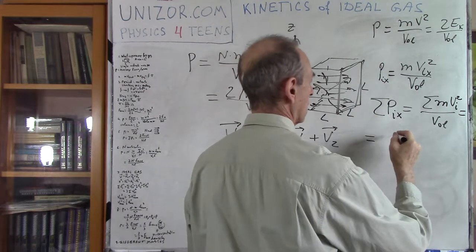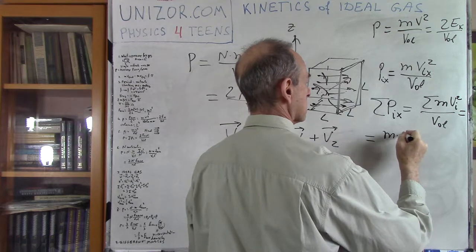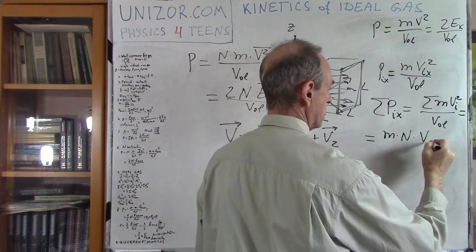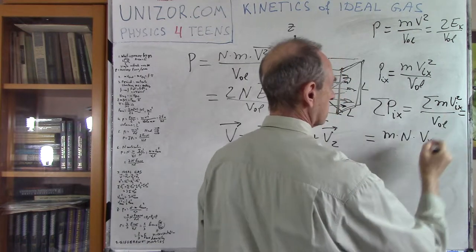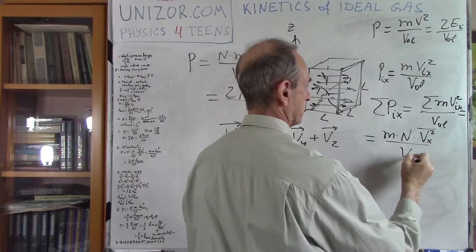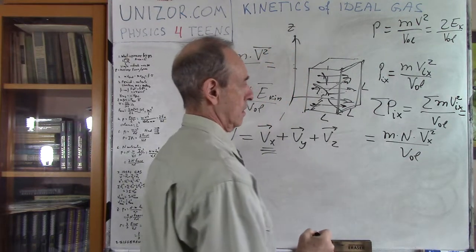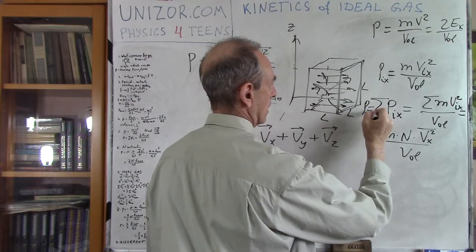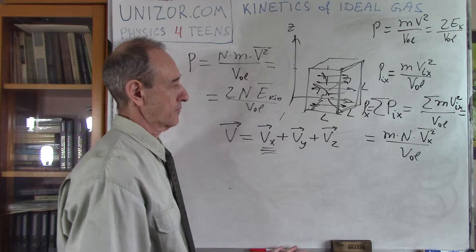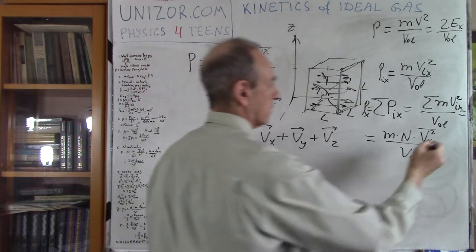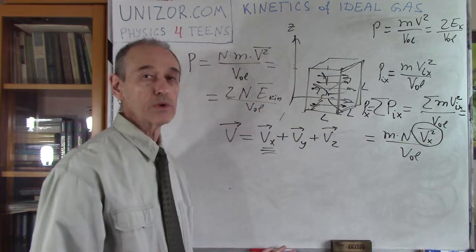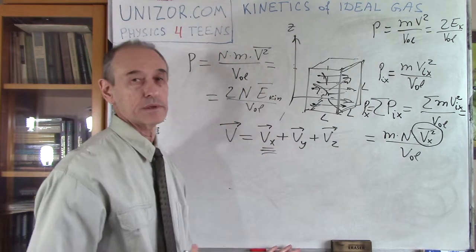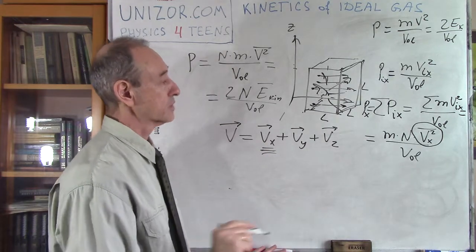absolutely the same as before, m times the number of molecules times the average of vx squared, divided by volume. Right? So that's my pressure on the side along the x axis. So I am dependent on the average over all the different molecules, all of them, but only on their component of the speed which is directed along the x-axis.